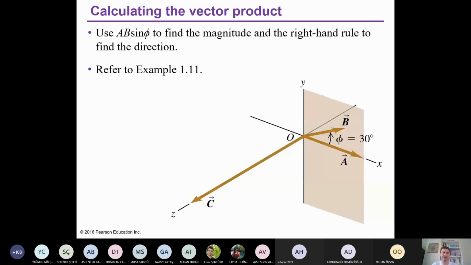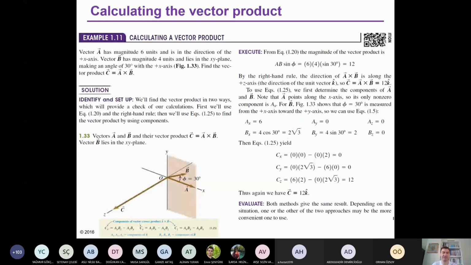So this is my last transparency. Calculating the vector product. This is example 1.11 from the book. So let's read the question first of all, and then try to solve it. So what do you see here? Identify, set up, execute, evaluate. This is the style of the book. Okay, here, question, solution, identify, set up, execute, evaluate.